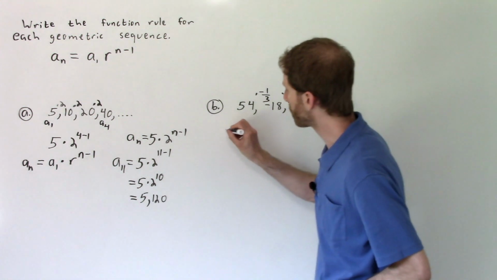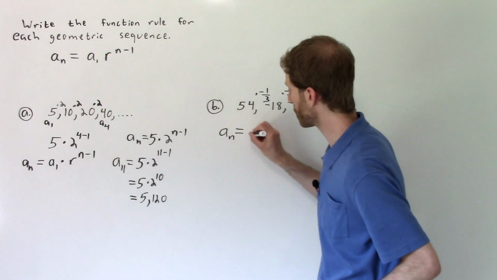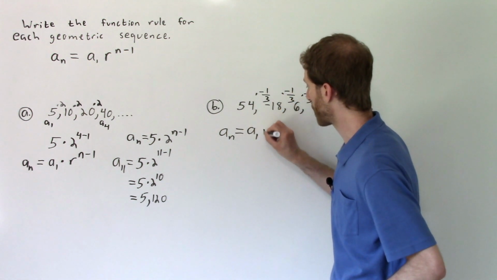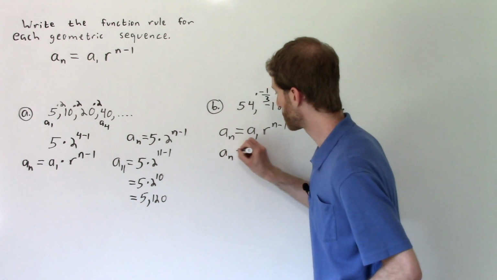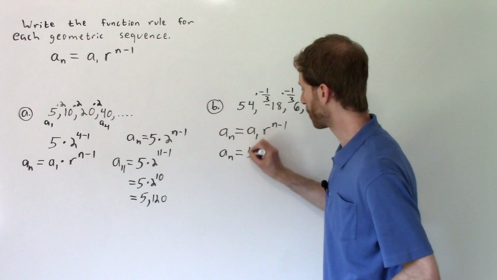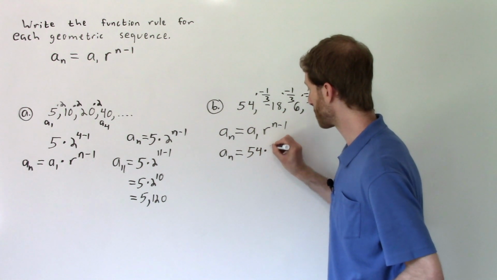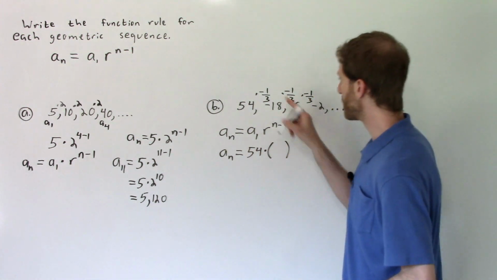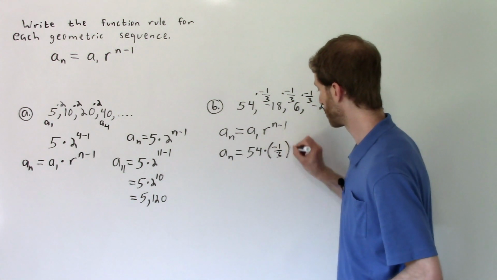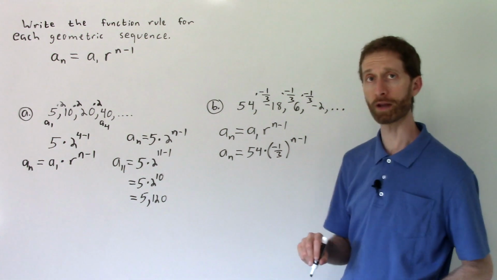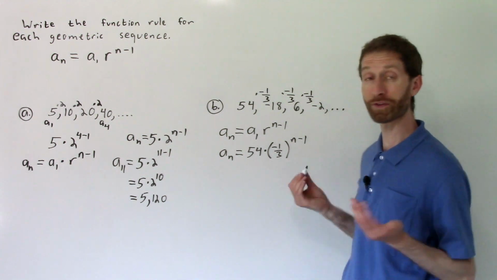So now using our formula, we've got that the nth term is equal to the original value times r to the n minus 1. Well, we don't know what the nth term is, but the original value is 54 times, and I'm going to put this in parentheses, negative 1/3, which is what we're repeatedly multiplying by. Sweet. And that's raised to the n minus 1. So now that's our function, that's it.